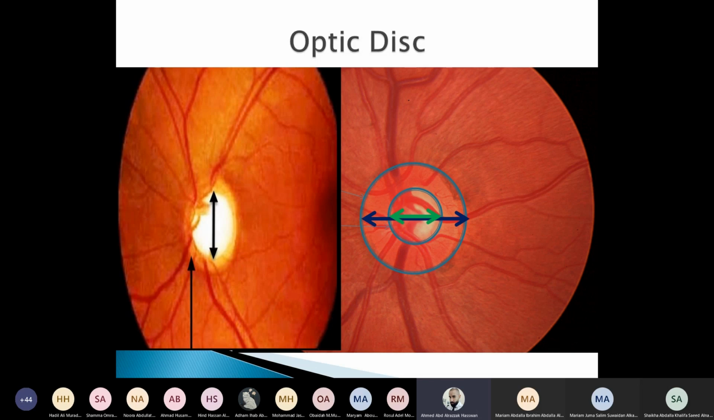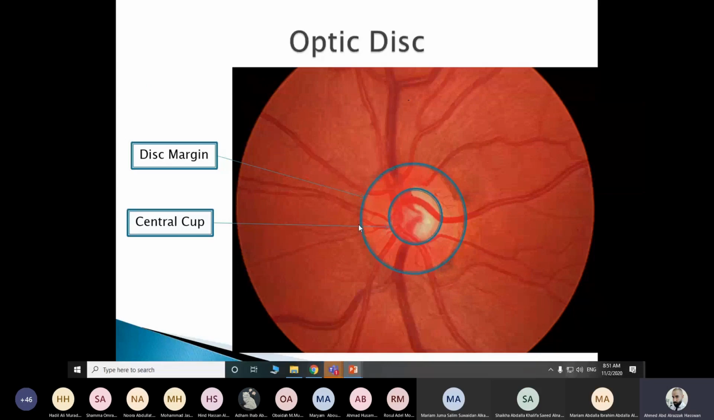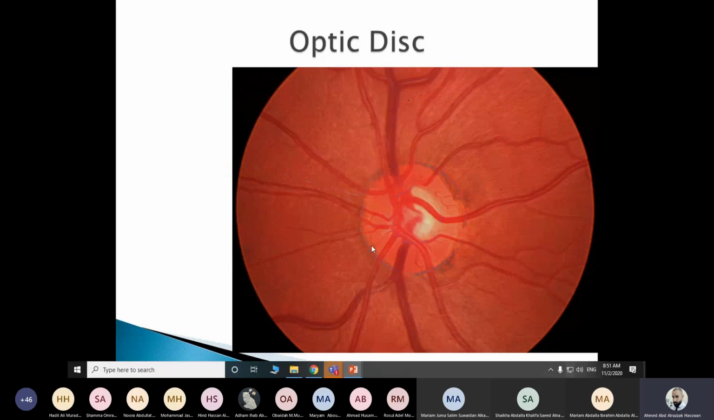So this is how a normal optic disc should look. It should be well demarcated, with a central cup. This is the outside of the optic disc. These are the margins of the optic disc. So it should be well demarcated, really clear. Can you see it here? There is a fine line that demarcates the margins of the optic disc.